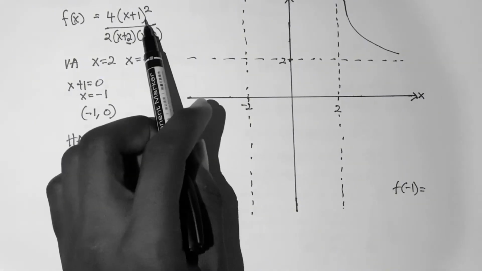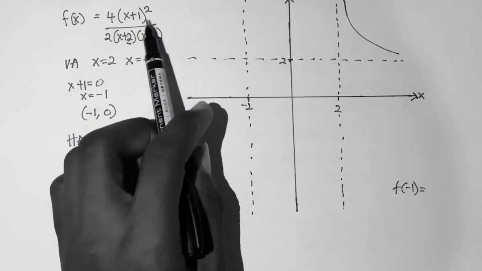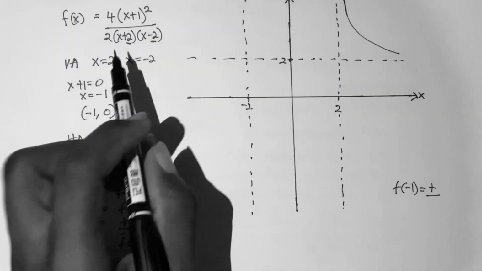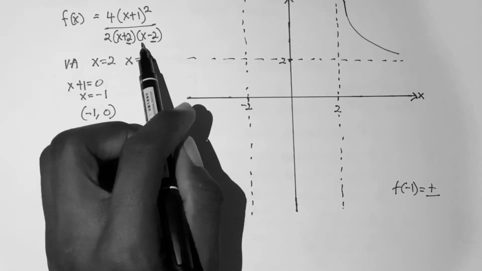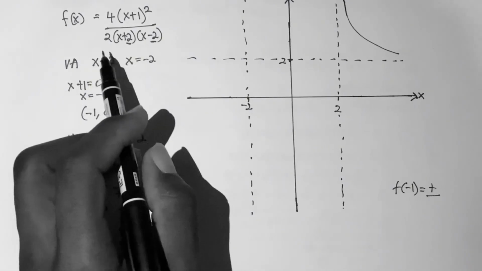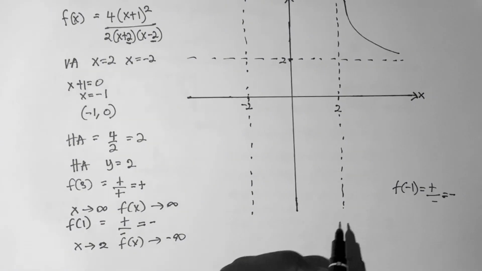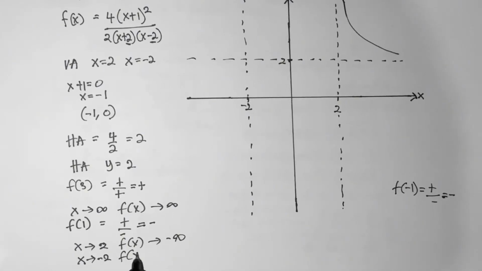So if you put minus 1 here, minus 1 plus 1 is a positive number. If you square a positive number, you still get a positive number. Divided by, now if you put 1 here, 1 plus 2 is a positive number. Nonetheless, 1 minus 2 is a negative number. Positive number times a negative number is a negative number. So the result is a negative number. So what it means is that as x approaches minus 2, f of x approaches minus infinity.